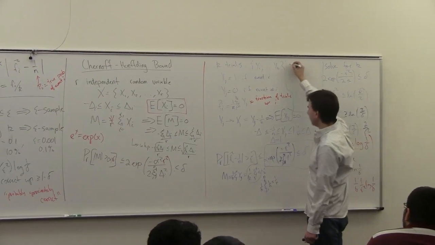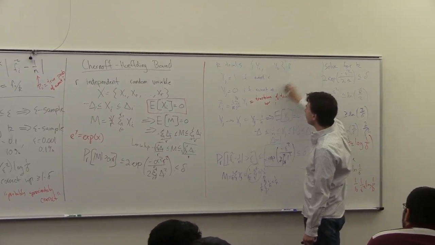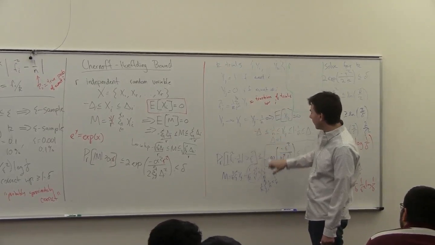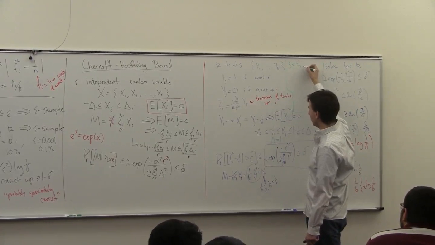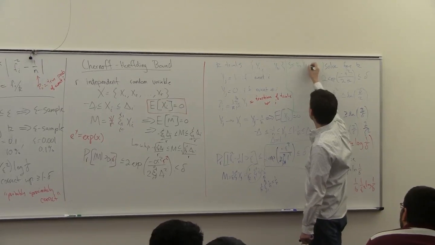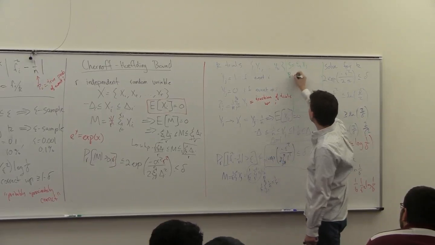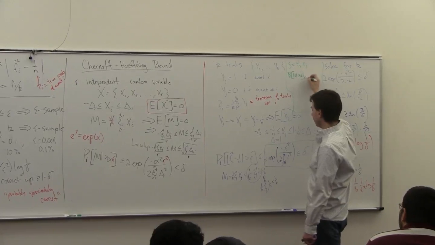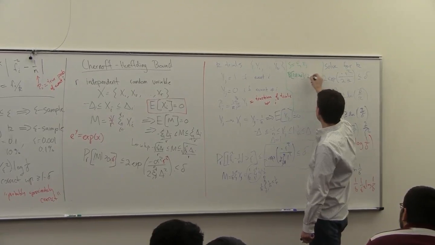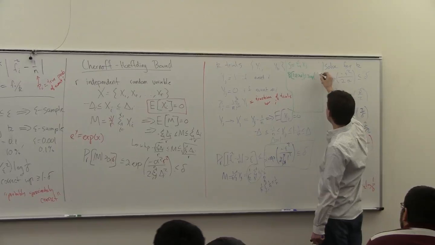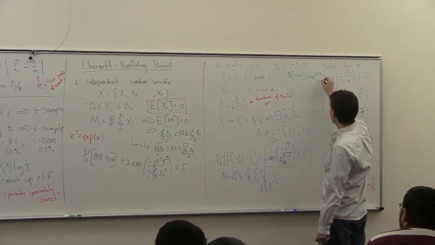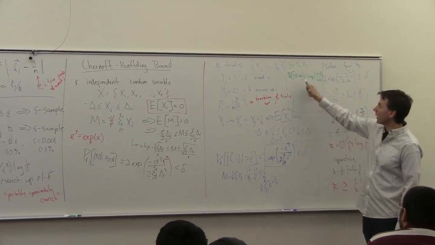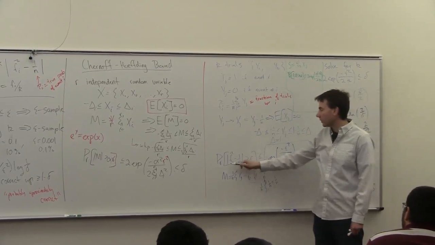Instead, so instead of using m being the average of these, I'm going to use something like some s, which is going to be the sum over these xj's, and then I'm going to have the probability that s is greater than that alpha is going to be less than 2 times e to the minus alpha squared k over 2k.